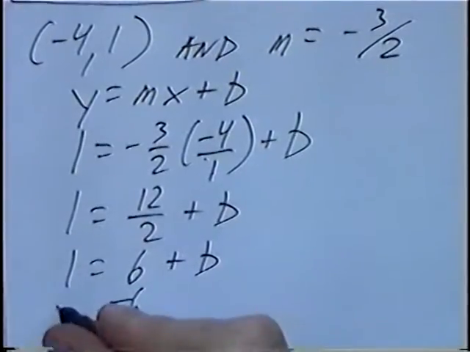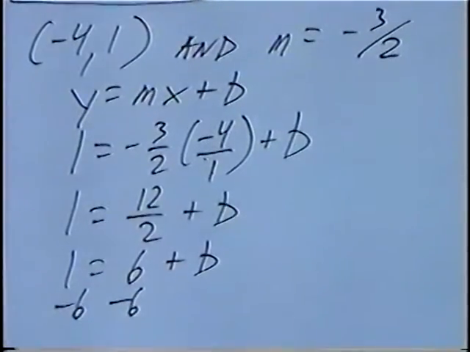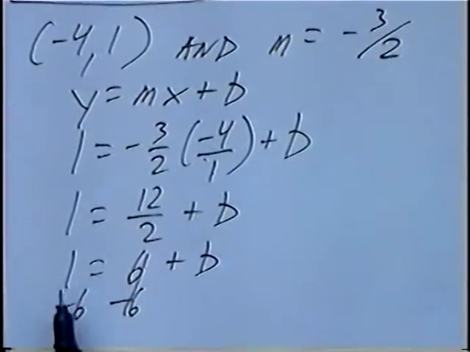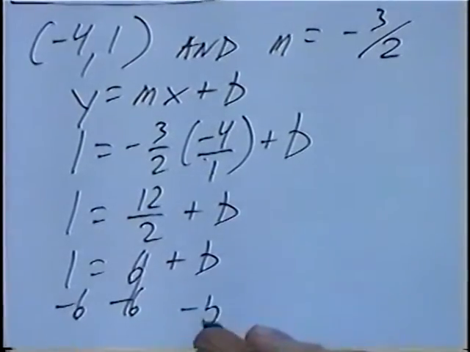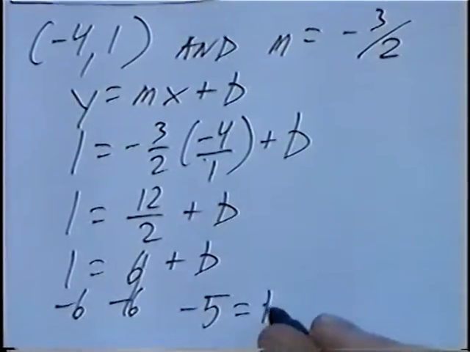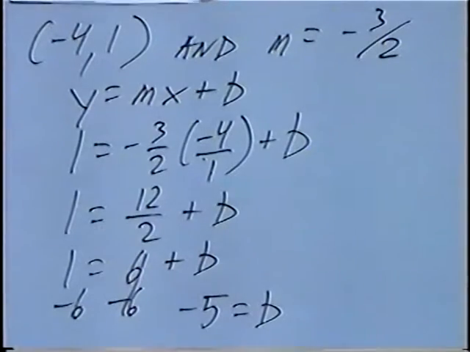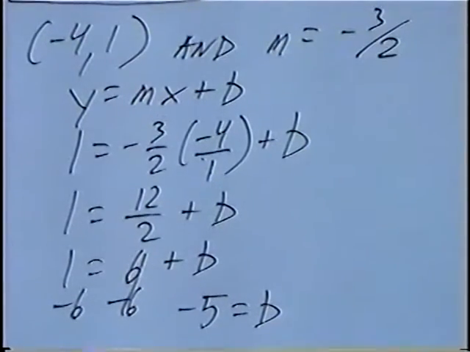Solving for b, we can subtract 6 on both sides. 1 minus 6 would be -5. So -5 is equal to b. Keep in mind the question is to find an equation.